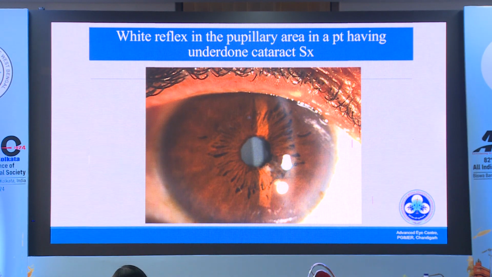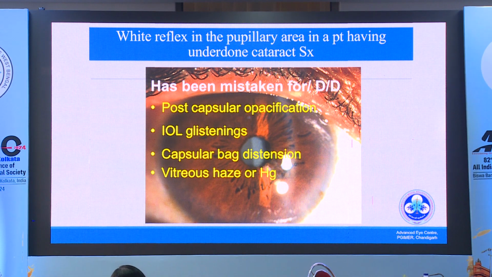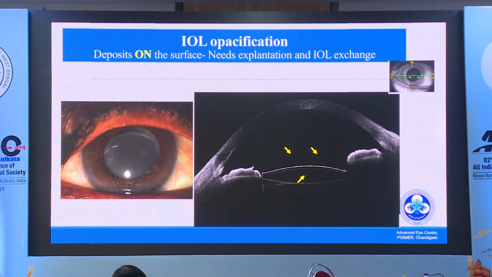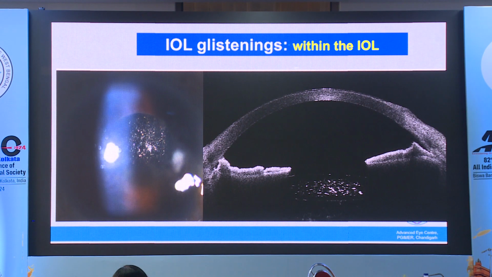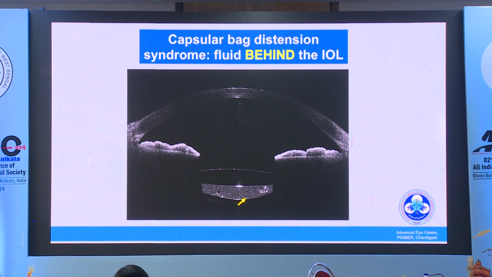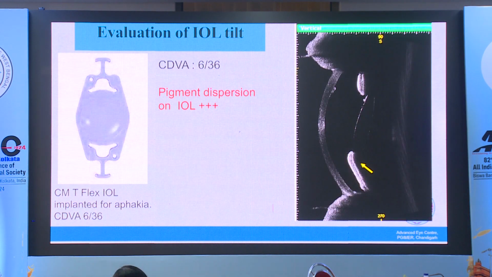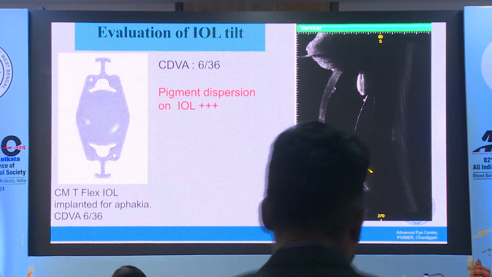White reflex in the pupillary area in a patient having undergone cataract surgery. And I'm not saying this, the American Academy is saying this, that this has been mistaken for posterior capsular opacification, IOL glistenings, capsular bag distension, and vitreous hemorrhage or haze. So you look carefully. If only the anterior and posterior surface is opacified, it's an IOL opacification. If it's within the lens, it's IOL glistenings. If it's behind the lens fluid, it's capsular bag distension syndrome, and the management of each of these is different, right?